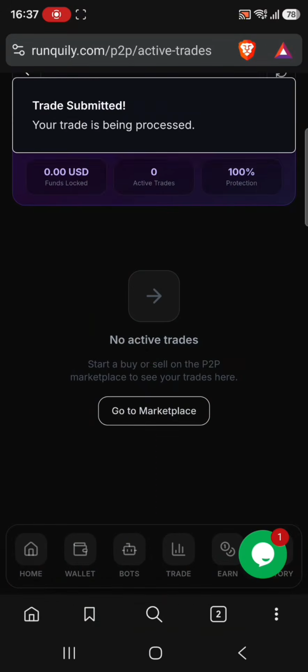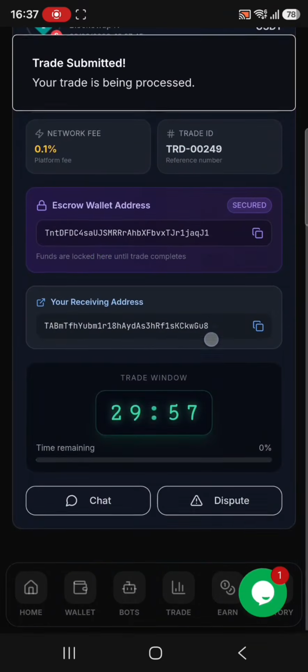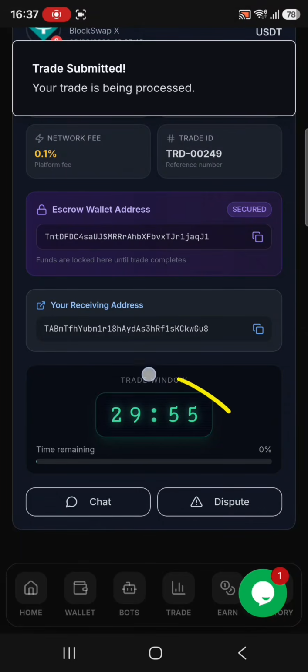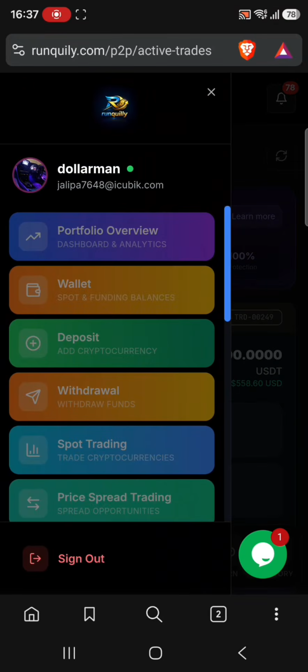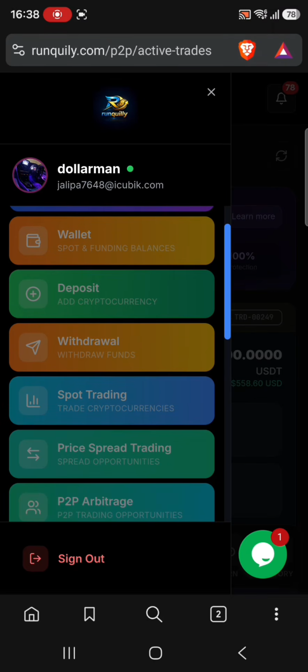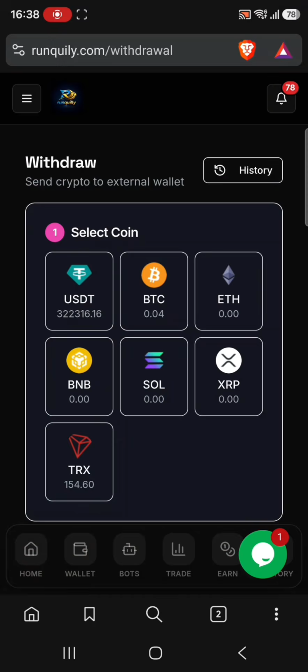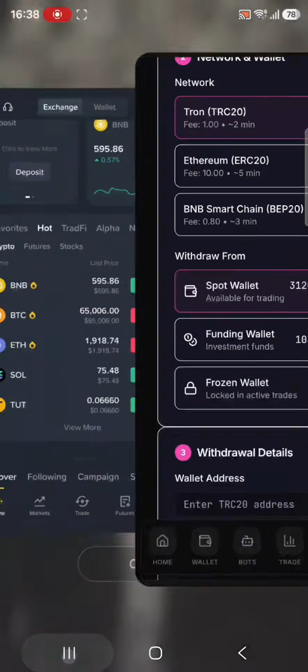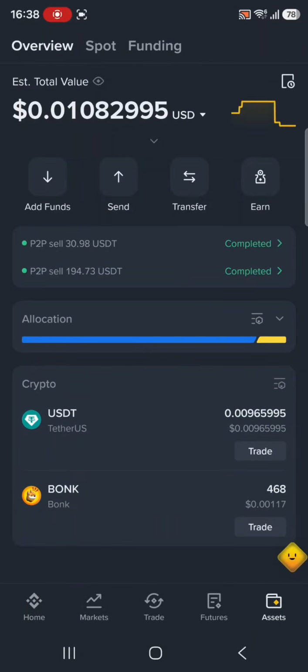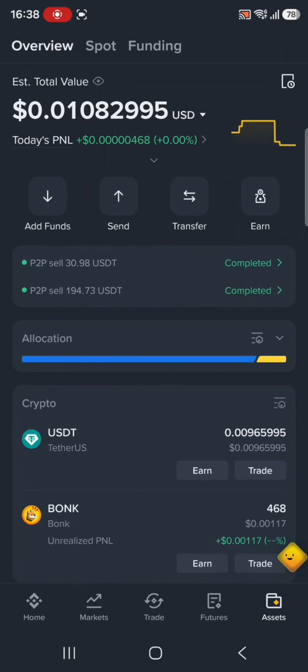So I'll confirm my trade, and it will be running for at least 30 minutes. Sometimes if the merchant is online, he can pay very early, but if he's offline, it can take a maximum of 30 minutes, and if he doesn't pay, you can dispute the trade and you get your funds back. So let's make a withdrawal because we are waiting for 50 USDTs. So let's withdraw 50 from this arbitrage opportunity as we are waiting for our funds.